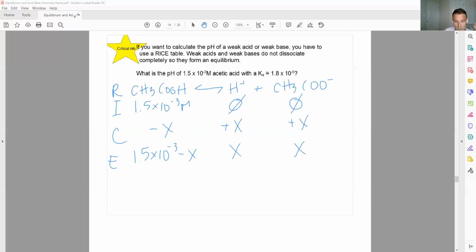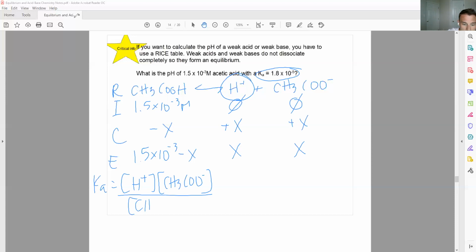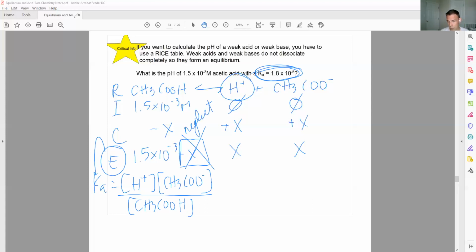So the next thing you want to do is write out your Ka expression, okay? Because we have a Ka, we need to use it in order to solve for the hydrogen ion, and then we can go ahead and find the pH. So the Ka is the concentration of products raised to their coefficients divided by the concentration of reactants raised to their coefficients. It's going to be H plus times CH3COO minus over CH3COOH. Okay? And just like in the previous examples, we always use our E value for our Ka. Remember, since my Ka is to the negative fifth, it's very small, I can neglect that minus x, and therefore do not have to do a quadratic.